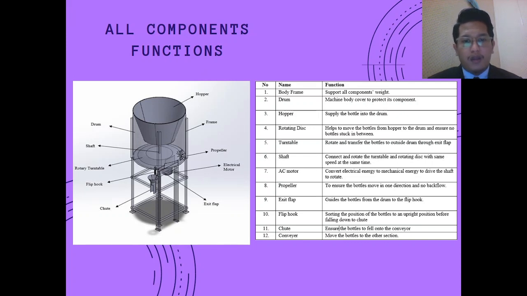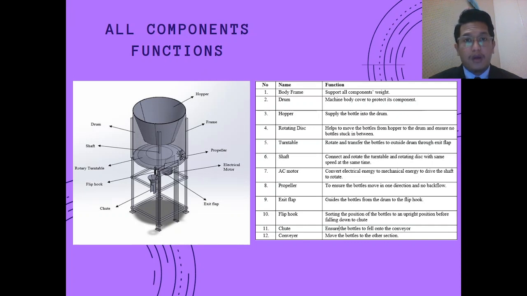The shaft will connect the turntable and the rotating table, and make sure that they rotate at the same speed and at the same time. The AC motor will drive the shaft to rotate. The propeller will ensure the bottles move in one direction and no backflow. And the exit flap will guide the bottles to the flip hook.